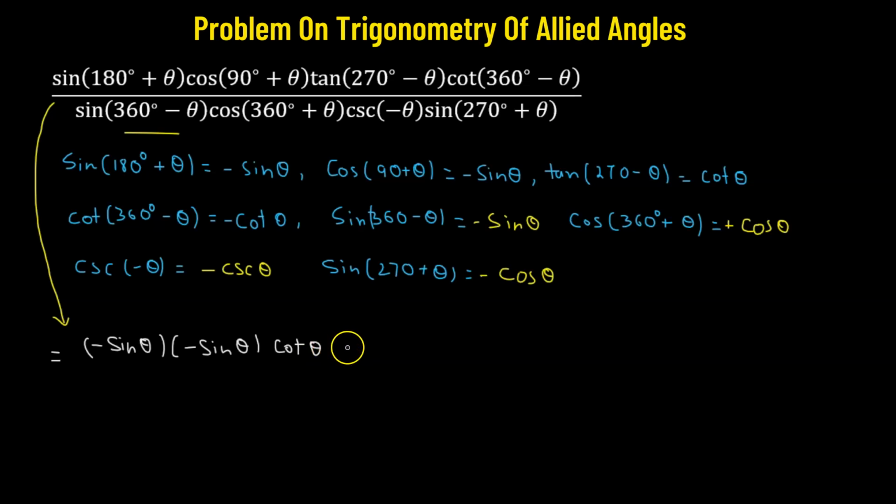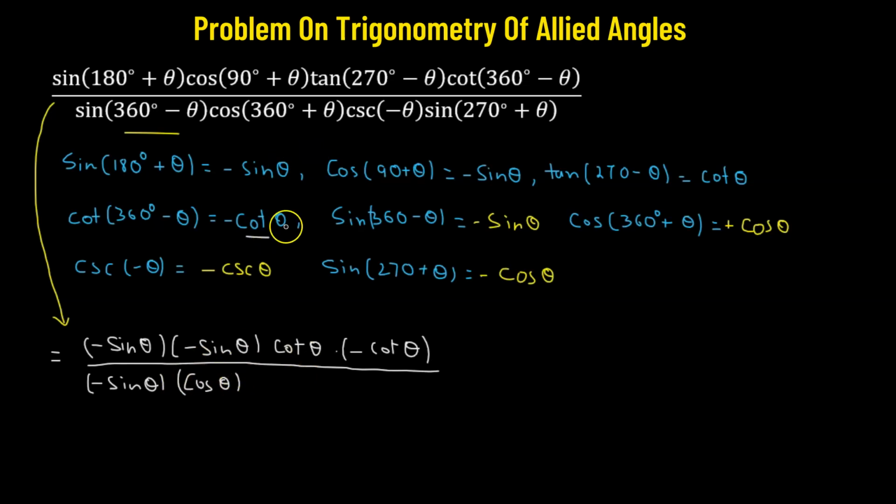Then cotangent of 360 degrees minus theta, so that's negative cotangent of theta. All divided by sine of 360 degrees minus theta, which came out as negative sine theta. Then we have cosine of 360 plus theta, so that's cosine of theta, multiplied by cosecant of negative theta, so that's negative cosecant of theta, times sine of 270 plus theta, which is negative cosine theta. Now we can factor out negative sine theta from the numerator and the denominator.